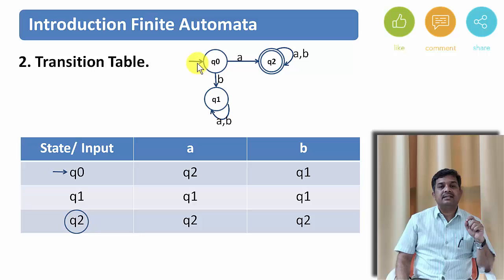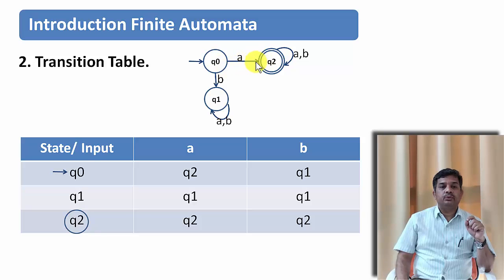So Q0 is the starting state. On Q0, if I give input symbol A, then it will go to Q2. You can see it here. And on Q0, if I give input symbol B, it will go to Q1. Here it is. So like that, I can represent a transition table as a transition diagram and vice versa.